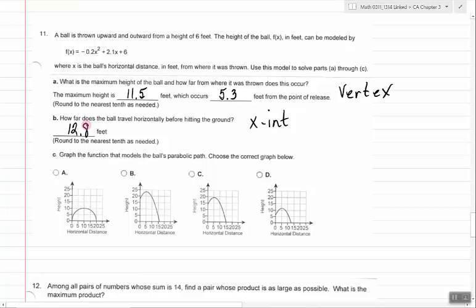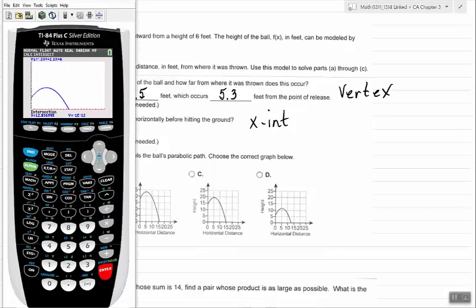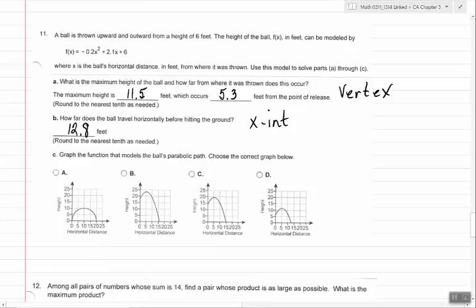And which of these looks like our graph? All right, now its maximum was only 11. We don't even need to look at that. Its maximum was 11.5. That's occurring here. And 12.8 here. This is it.